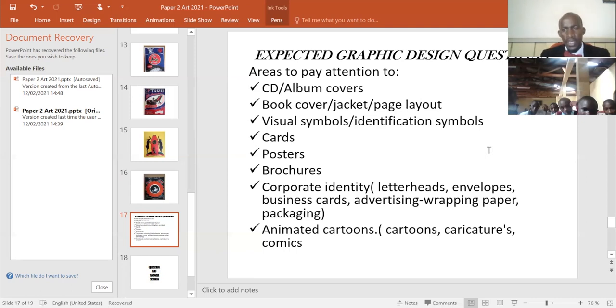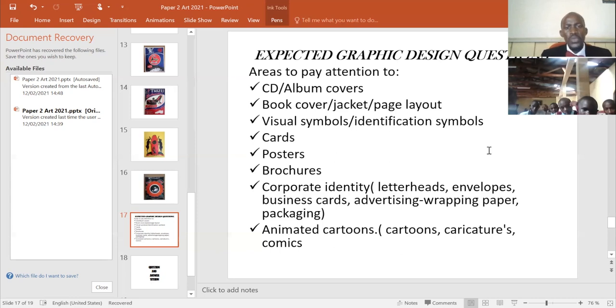Then we have posters. The learners should be able to design different forms of posters. What are some of the types of posters we have? One, we have commercial posters, those that are sometimes referred to as the advertisement posters. Then we have the social posters. We can have political posters. We can have religious posters. And lastly, we can have educational posters.